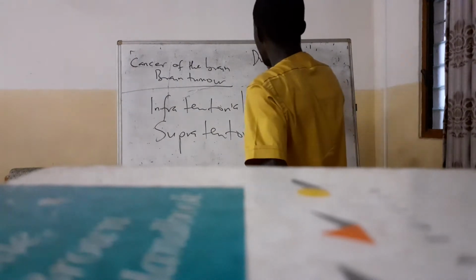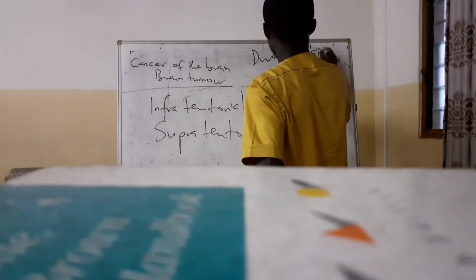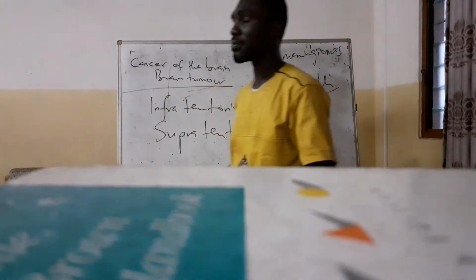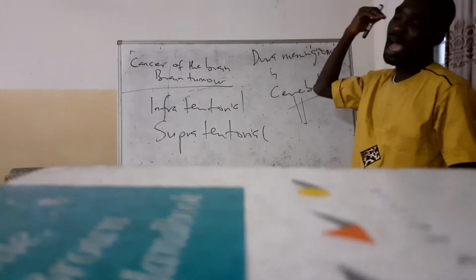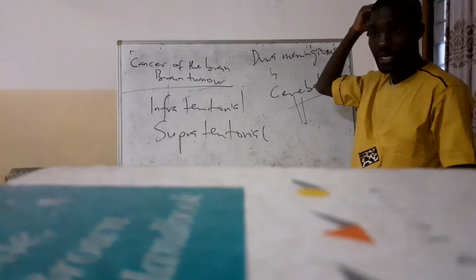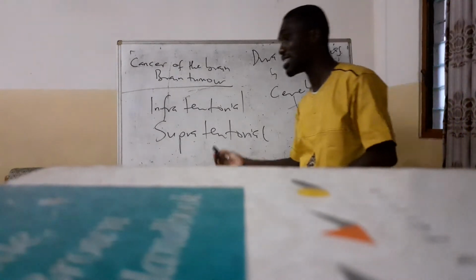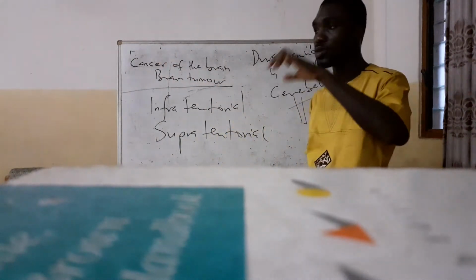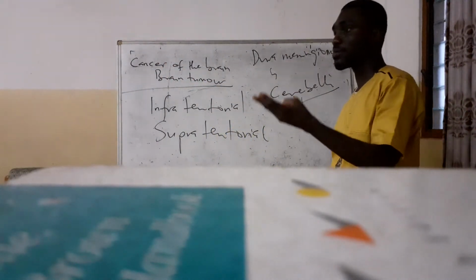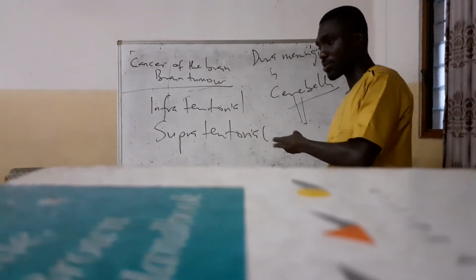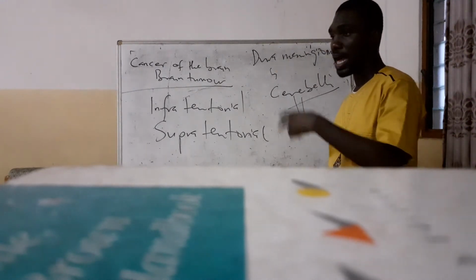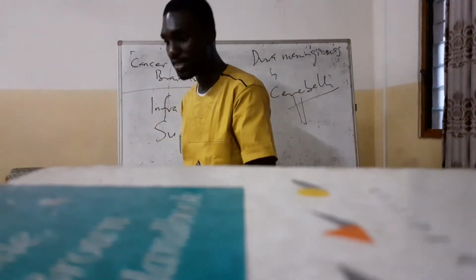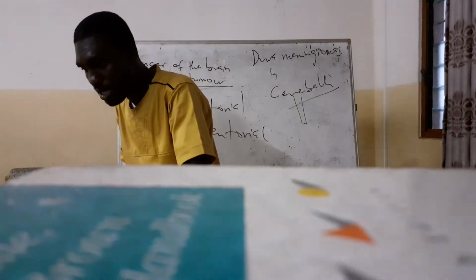Other types include durameningiomas. That is a type of cancer that occurs around the covering of the brain. We know that the covering of the brain is known as meninges. We have three parts: the dura, the arachnoid, and the pia mater. So if the cancer is affecting the dura part, we term it as dura meningioma.